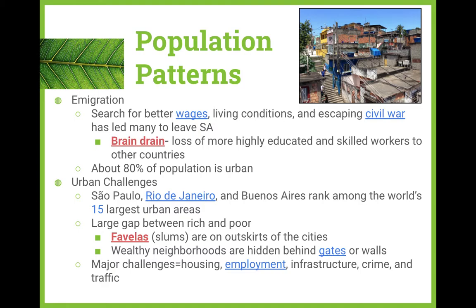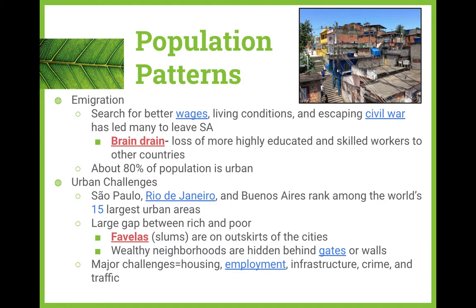So about 80% of the population is urban, and so they've seen a lot of urbanization as well. But that comes with a lot of challenges. So cities like Sao Paulo, Rio de Janeiro, and Buenos Aires rank among the world's 15 largest urban areas. But there is a very big gap between the rich and the poor, especially in Brazil.